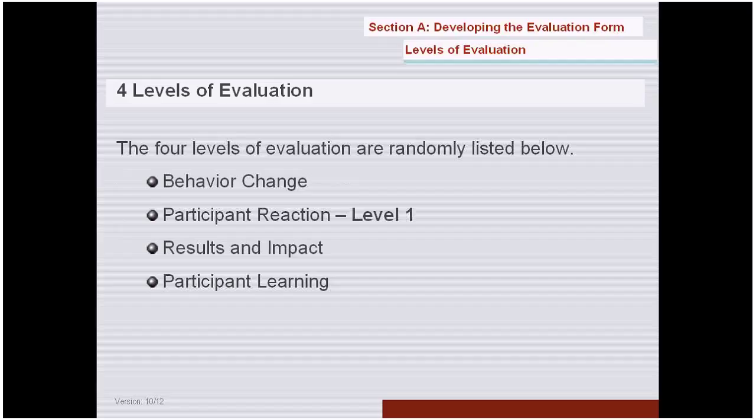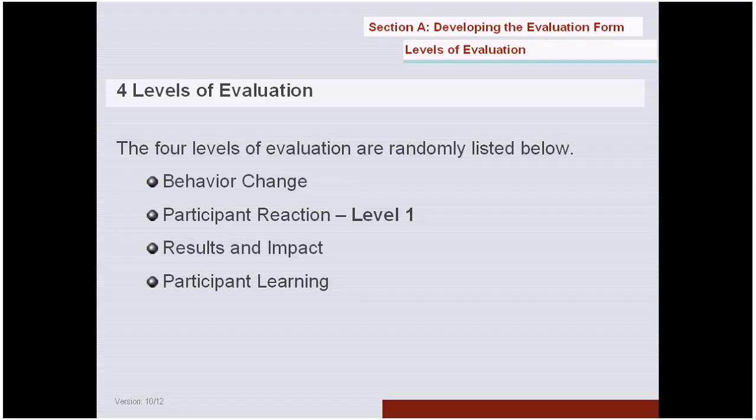You are correct. Why do you think that's considered level 1? Anybody out there? Why do you think participant reaction is considered level 1? Because it's something that you'll always have. You're getting a lot of feedback. When you say you'll always have, what do you mean by that? Well, the participants always would react in some way.